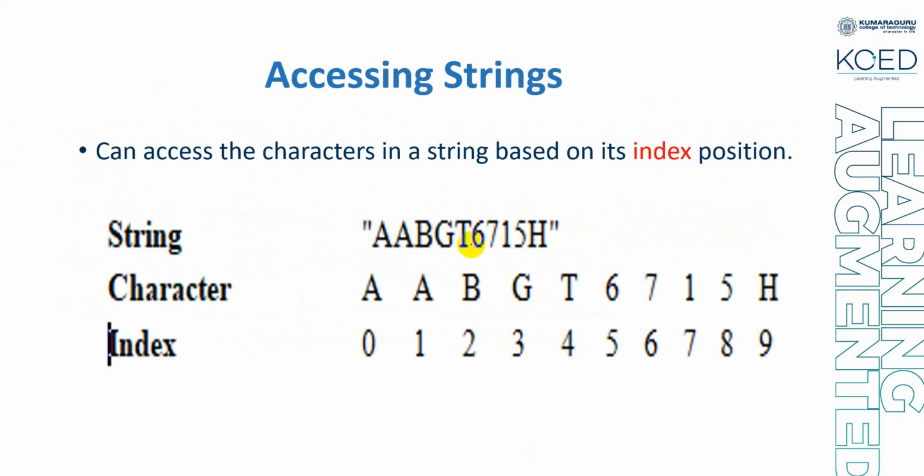Here, a string contains a set of alphanumerical values, as given here. Every value has an index position. The first character A has the zeroth index position. The second character A has index position 1. The third, B, has index position 2, up to the last character H, which has index position 9. So we are able to access the string using the index position.